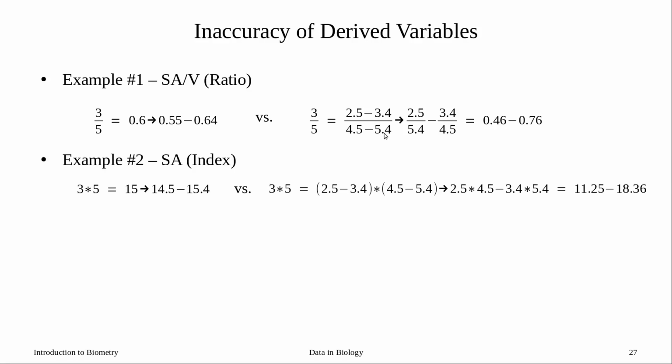If we want to know the smallest number we can get, we take 2.5, the smallest, on top, and the largest at the bottom. The largest measure of our error is 3.4 divided by 4.5, which gives us the largest value. What we can see is that our surface area to volume ratio now has an error of 0.46 to 0.76. That's much, much larger than the implied limits we would have come up with for this rounded value. We go from basically 9 units for each of our measures up to 30 units of difference.